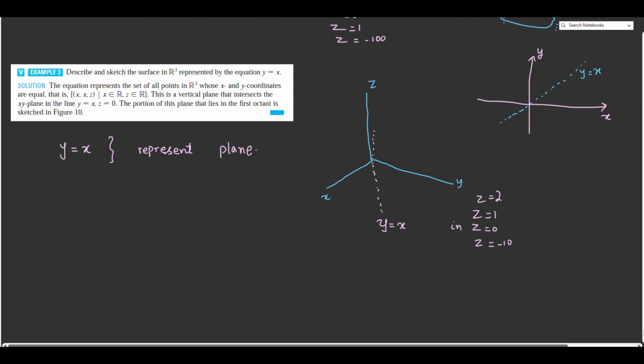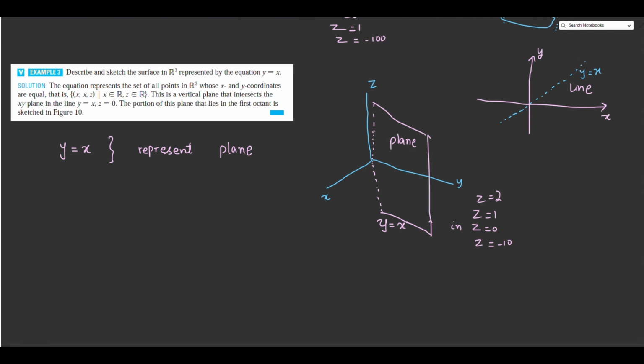It will represent a plane in the 3D space. In the 2D space, it represents a line, but here in the 3D space, it will represent a plane. So this is our plane which is passing through the line y equals x. That's how you can interpret this thing.